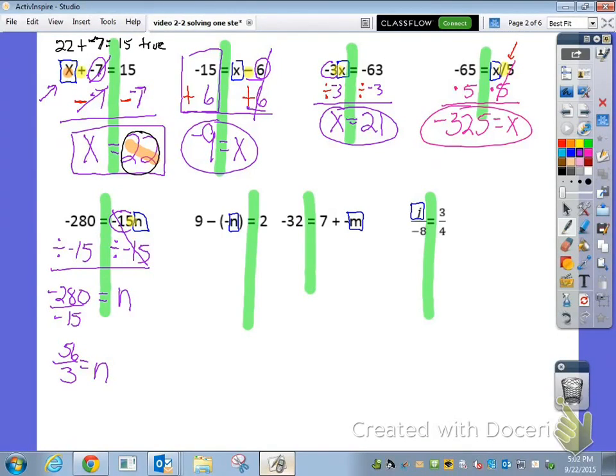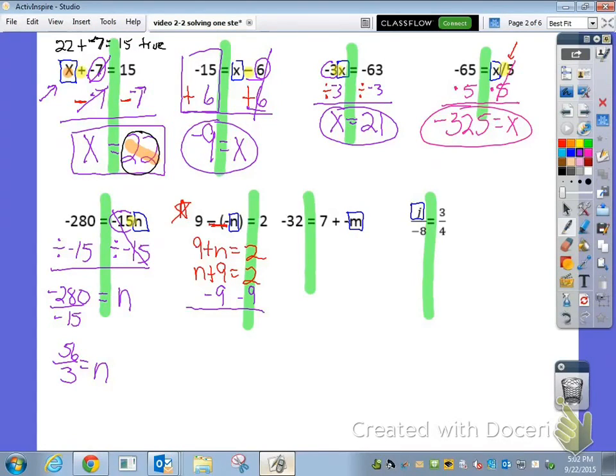Now, on the next one, you might want to put a star by this one. First of all, minus and negative. These two cancel out, so it's really 9 plus n equals 2. The opposite of a negative is a positive. Two negatives make a positive, so 9 plus n equals 2. And then I would rewrite it where the variable is first. Students get really confused with what to do on this one. And you do the opposite operation, but sometimes students get confused. You could say the opposite of a positive 9 is a negative 9, or the opposite of adding 9 is to subtract 9.